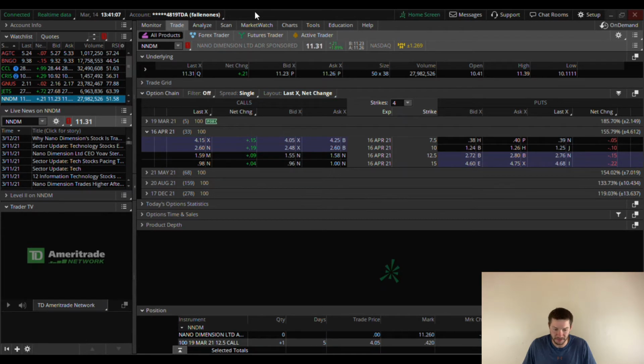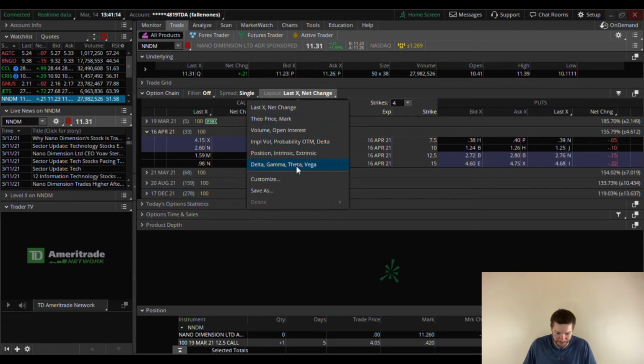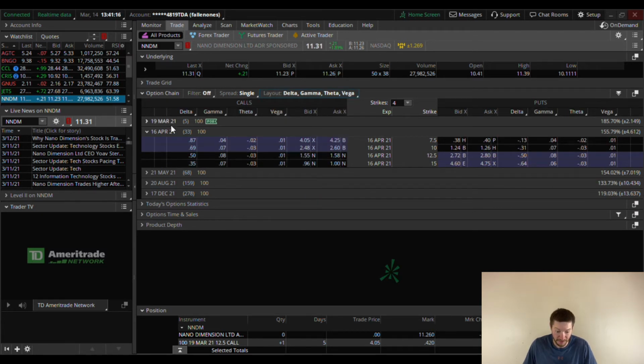Okay, so the next thing that we're going to want to look at will be the delta, the gamma, and the theta. So if you go to the layout tab and change it to delta, gamma, and theta, we can see that the delta for this is 87, which times 100 is $87. The gamma is 4 times 100 is $4, and the theta is 2 times 100 is $2. So if this stock goes from $11.31 to $12.31, and we buy this $7.50 strike here, we'll make $87 profit.